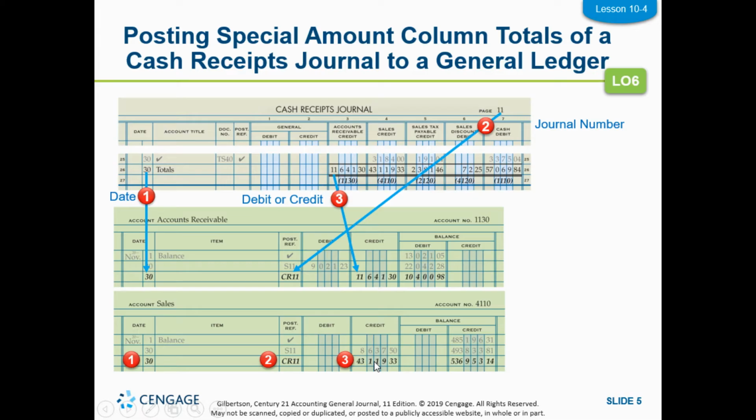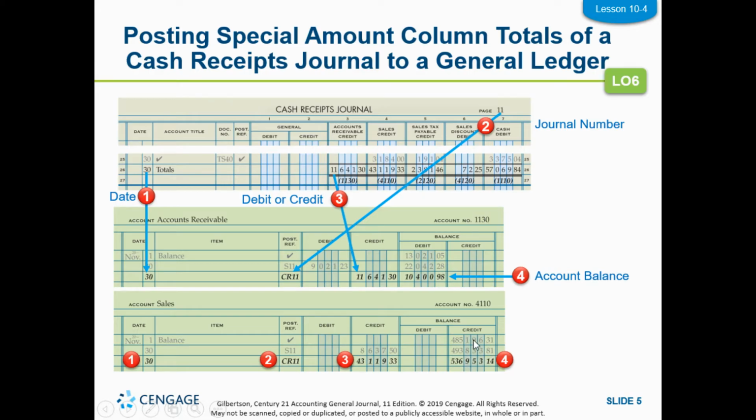We credited sales for 43,000. This is cash sales. And our previous credit balance was 493. We're adding a credit balance and a credit balance. Sales has a natural credit balance. It's a revenue account. We add those together to get to 536.